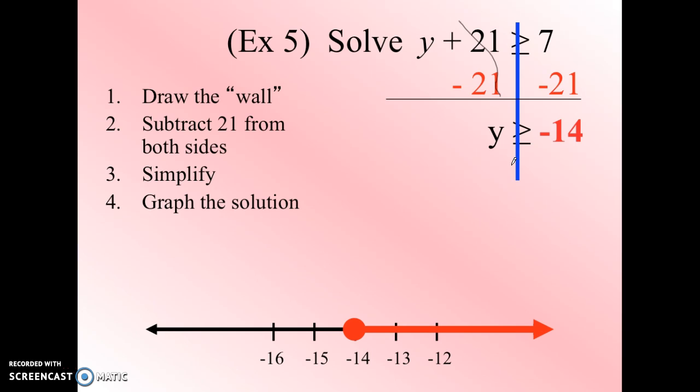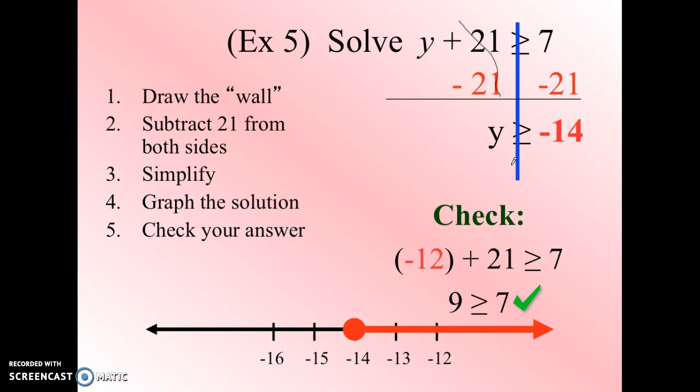Again, you can pick any number that's to the right. Some people like to choose 0 if they can, but I chose negative 12. Negative 12 plus 21 is 9, and 9 is greater than or equal to 7.